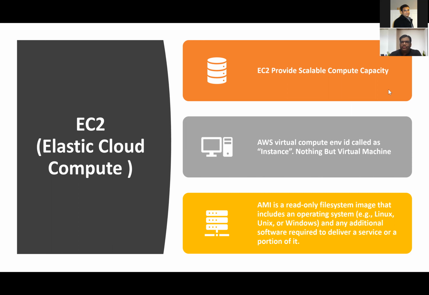So that thing is nothing but EC2. EC2 provides scalable compute capacity in the cloud. It has basically two components: one is instance and another is AMI. So instance is nothing but a virtual machine, and AMI is like a software image. It can be Linux, Unix, Windows, or something custom.